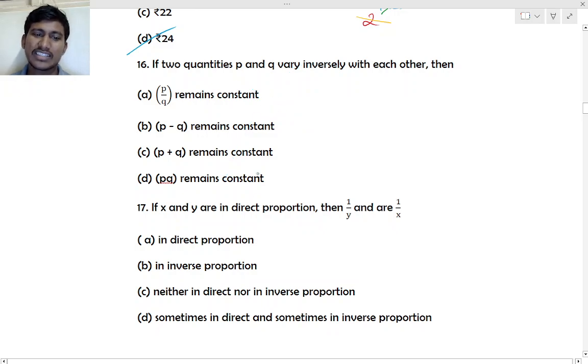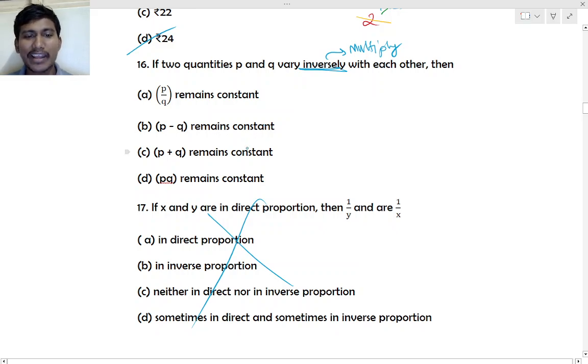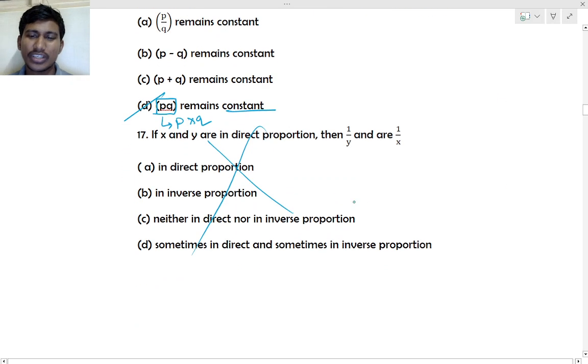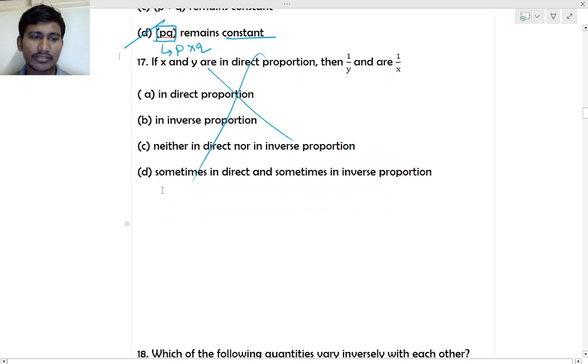So actually the 16th one is fine, we'll do. So vary inversely. Inverse means I told you what will be same? We have to multiply. Inverse means we have to multiply. So P into Q, PQ means it is P into Q. P into Q remains constant. So answer will be option D. 17 you don't have to remember that. You will feel difficult. Okay, leave that.